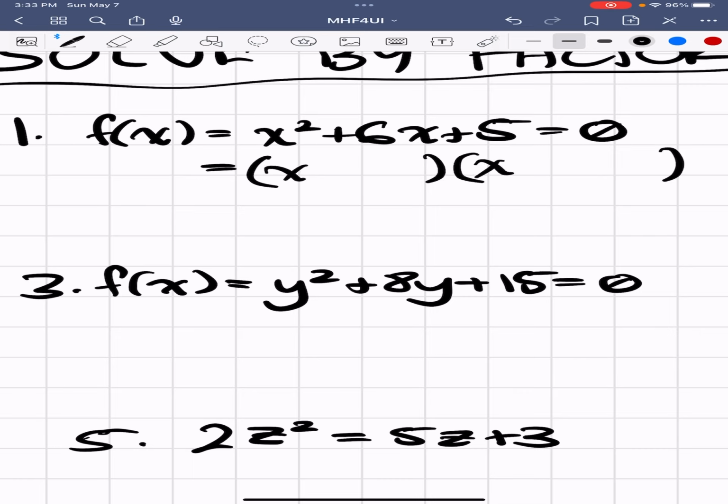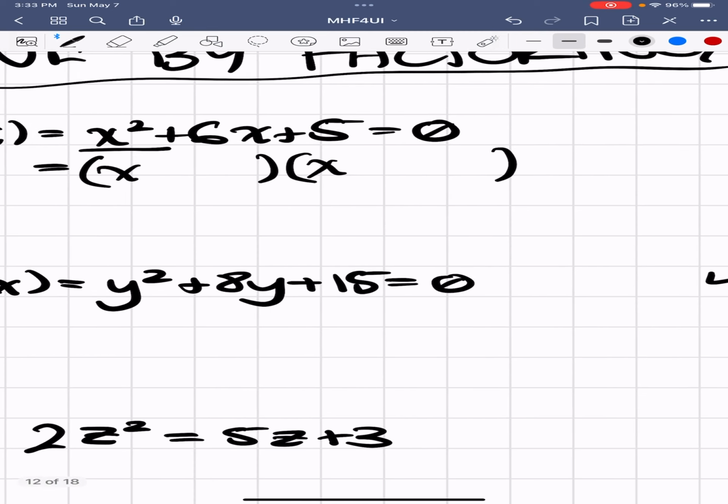So x and x would equal x squared. X times x would be x squared. And then we have to find two numbers that add to 6 and multiply to 5. I'm thinking 5 and 1, and because this is positive and this is positive, these two integers must be positive as well. So, plus 5 and plus 1.